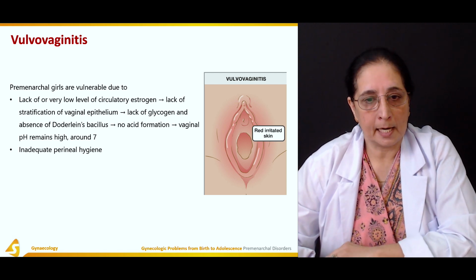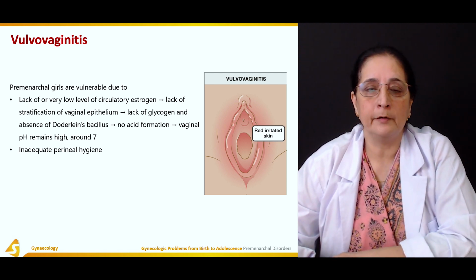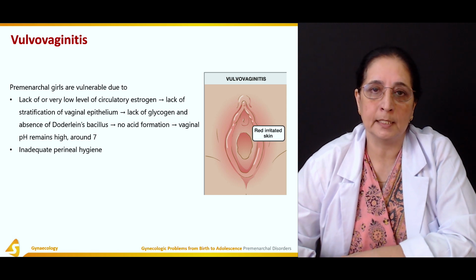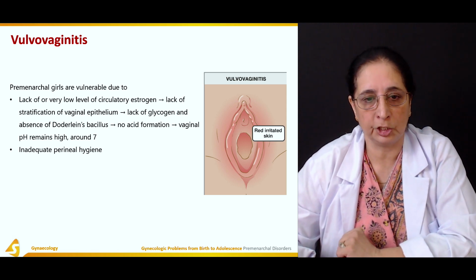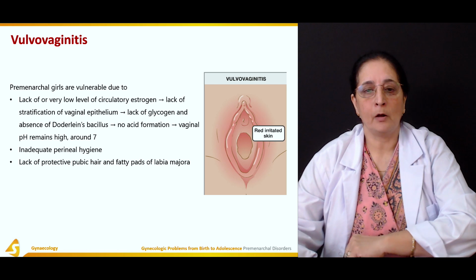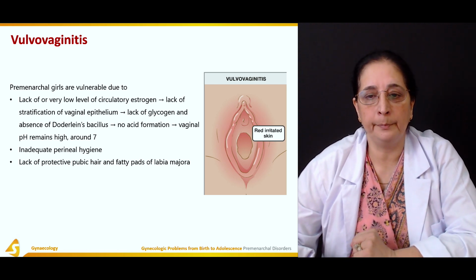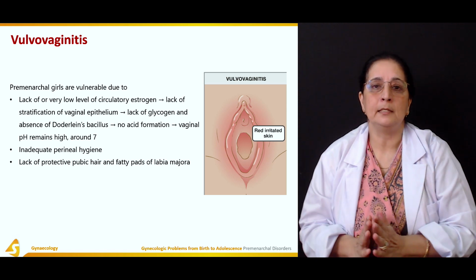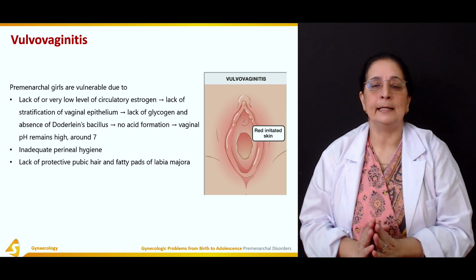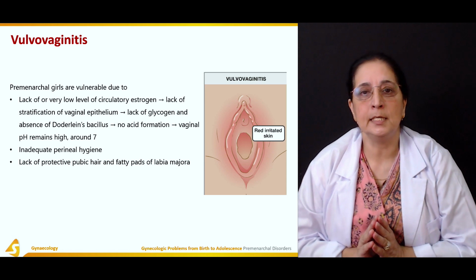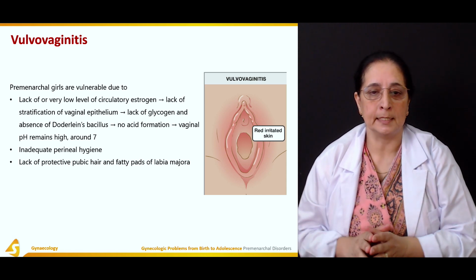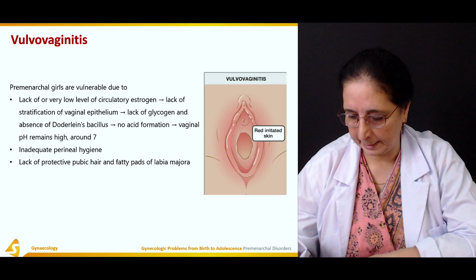Inadequate perineal hygiene is another common reason for vulvovaginitis in premenarchal age. There is lack of protective pubic hair and fatty pad of labia majora. So all these are the common factors that lead to increased incidence of vulvovaginitis in premenarchal age.